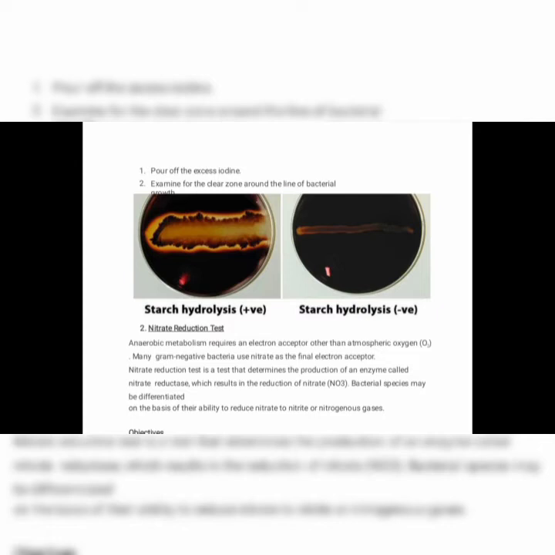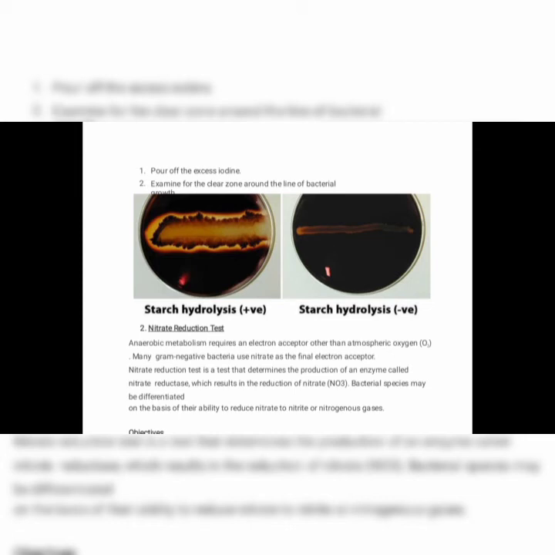Because of lack of starch, iodine will be unable to make its darker color there. So when there is lack of starch, there will be a clear zone around that streak. And if there is no clear zone, that means starch was not hydrolyzed by the bacteria. Bacteria was starch hydrolysis negative. Meaning to say, bacteria doesn't have amylase or oligo 1,6 glucosidase. So this will show that it is starch hydrolysis negative test.